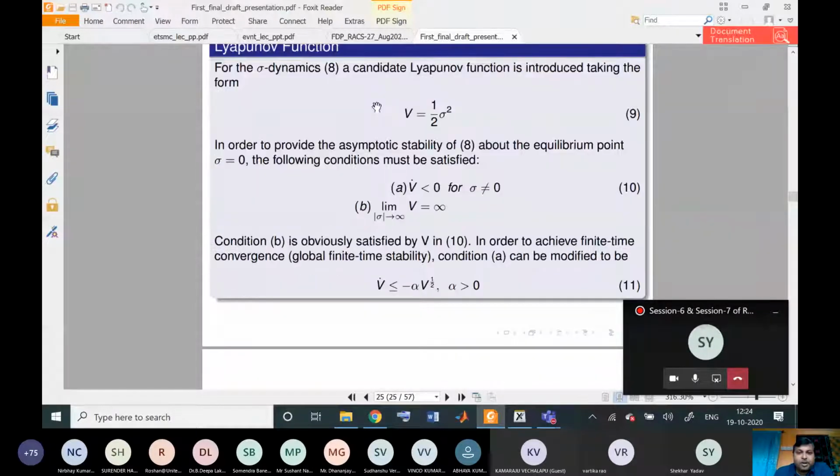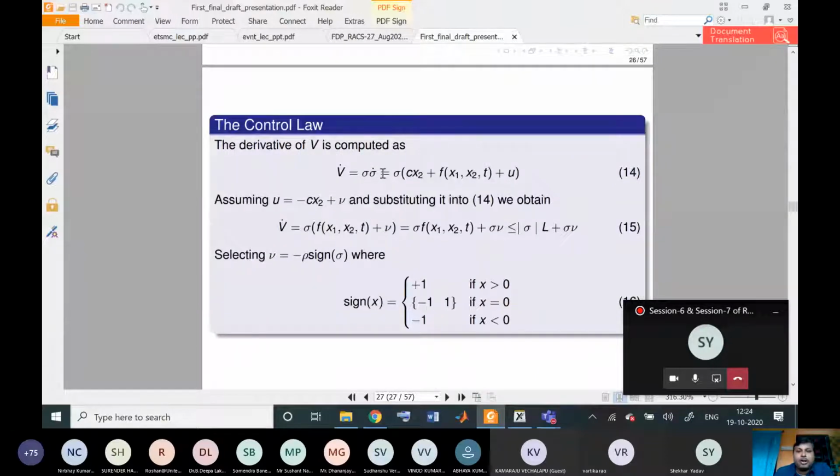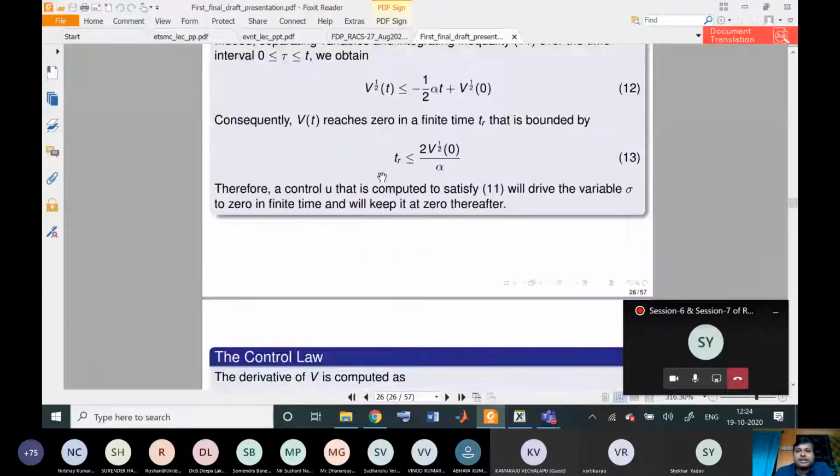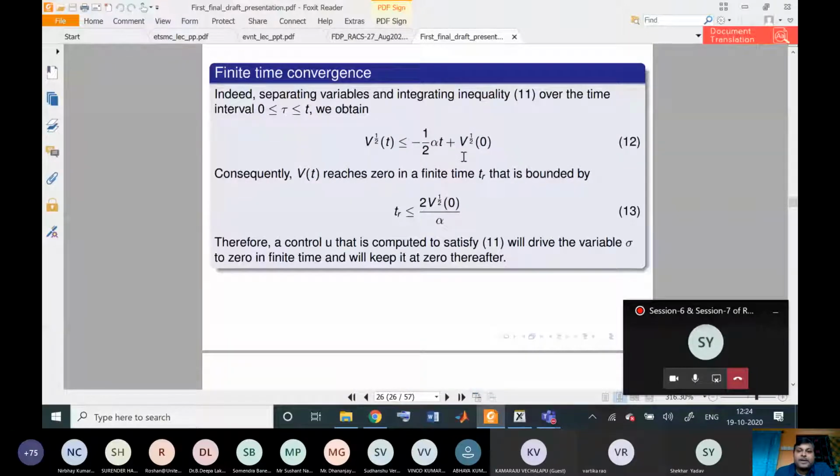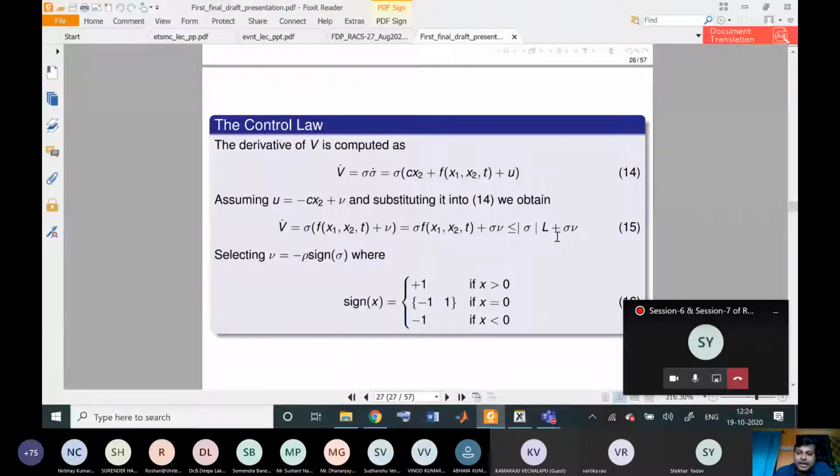If we calculate V dot, it will be sigma into sigma dot, and sigma dot is already computed. It is expression 8, which we substitute here. Then we find that V dot is less than or equal to mod of sigma into L plus rho into nu, where we have assumed a control law u equal to minus c into x2 plus nu.